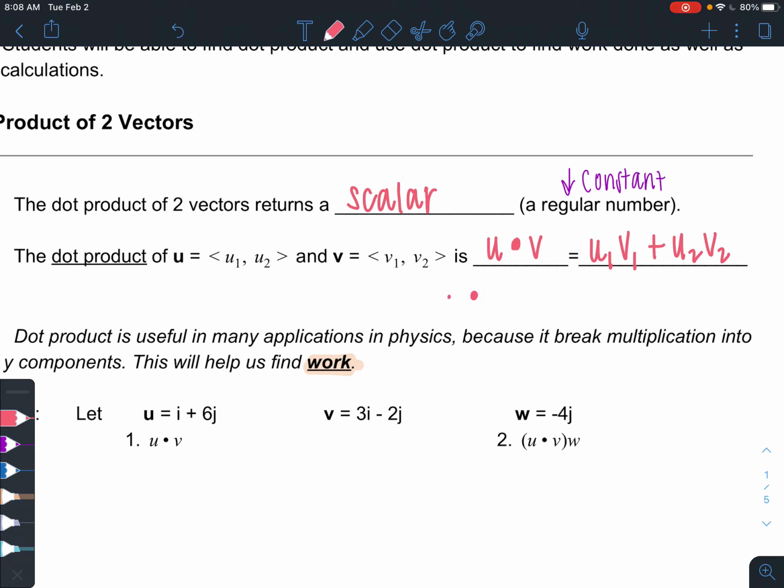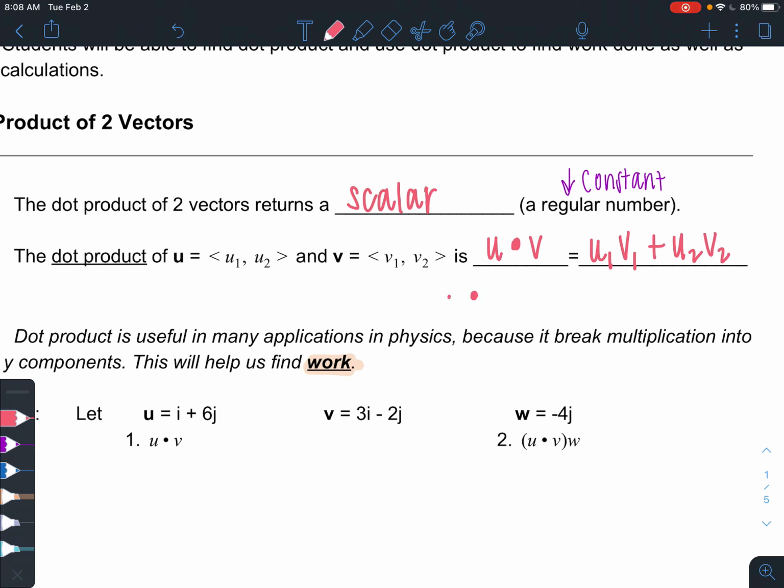So I do that just so that, especially with problems where we have just one term, we know how to easily reference those. Okay, so u times v is going to be 1, 6 dot 3, negative 2. So if this is our u1, u2, v1, v2, then we can write this out as 1 times 3 plus 6 times negative 2. So we get 3 plus negative 12 or negative 9 for that answer.